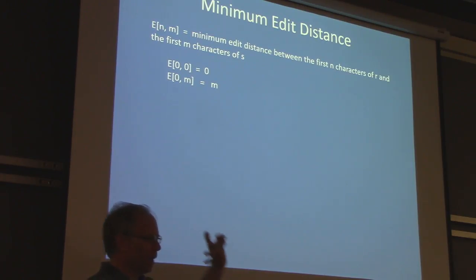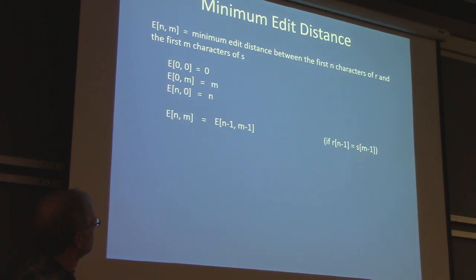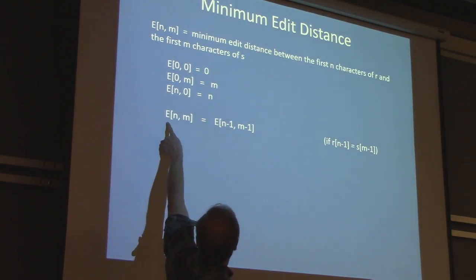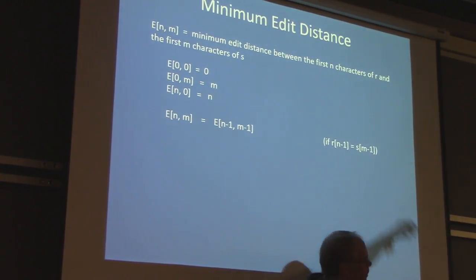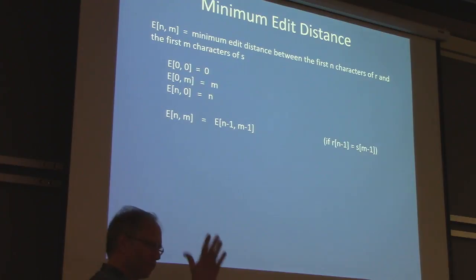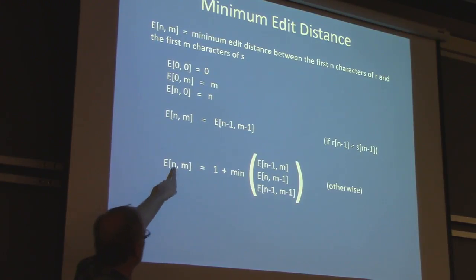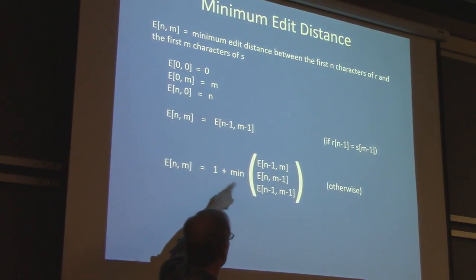Okay? Now what about the opposite case? E of n comma 0, what would that be? That would be n. Then you're doing n deletions to turn the first string into the second string. Okay? What's that say? You're looking at n characters of R and m characters of S. And the number of edits to turn this into that is the number of edits to turn the n-1 characters to the m-1 characters. But we only use that case if the strings agree in their last character. So that was that case. If they agree in the last character, you just shorten them each by 1. And this was the other case, where it says the edit distance from the first n characters of R to the first m characters of S is 1 more than the minimum of these 3 things.